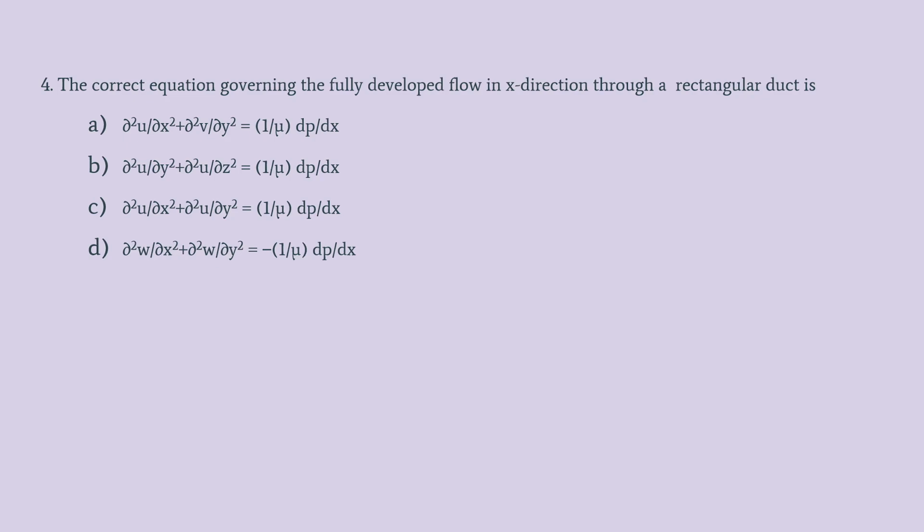So here the question is saying, see that here the equation is for fully developed, not for developing, and the flow is in x direction. So if the flow is in x direction, then our cross section will be on YZ plane. So with that hint you can try to answer the question.